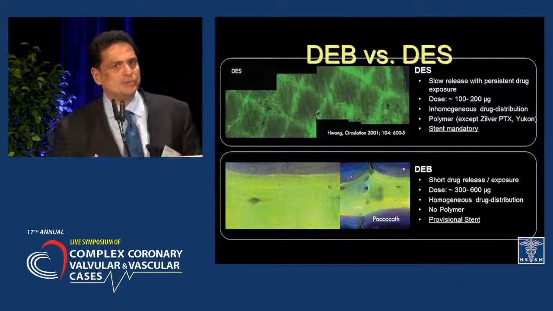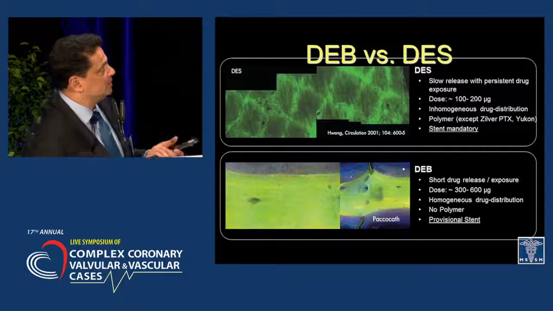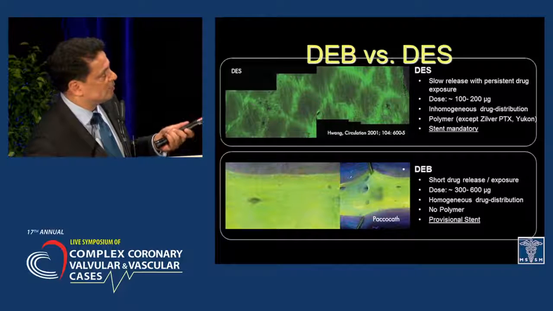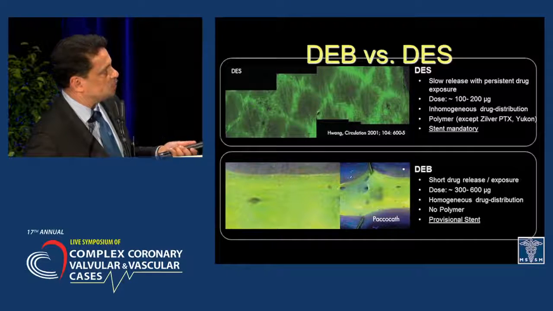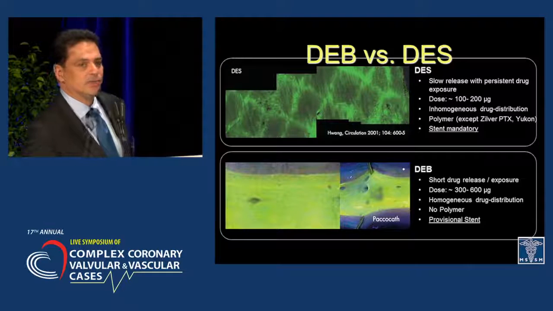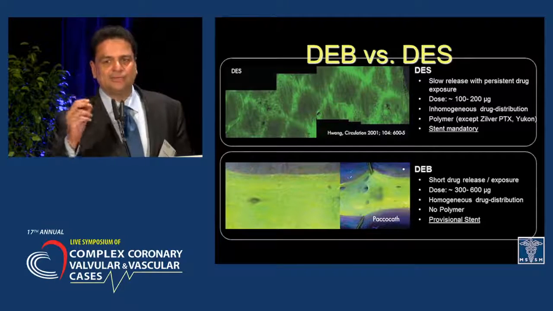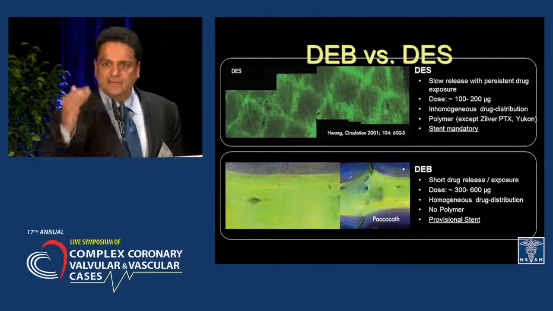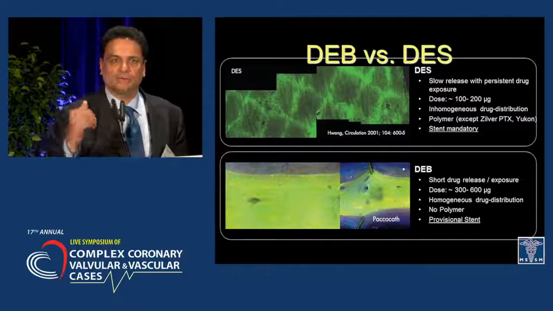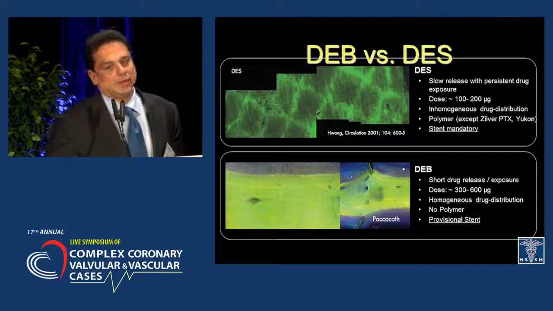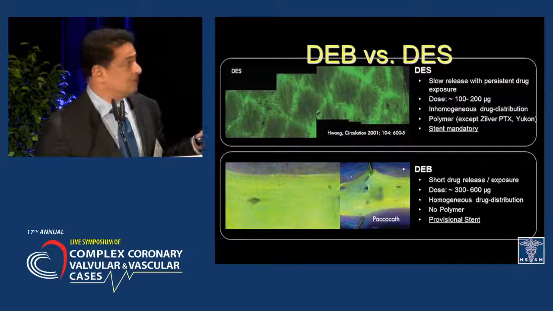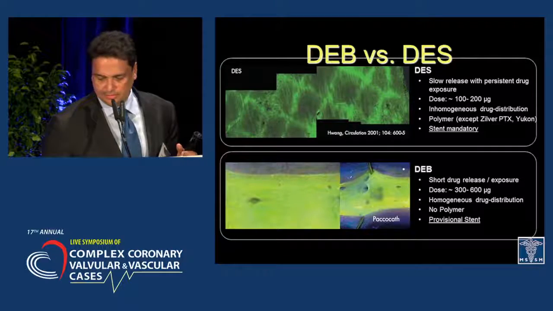Now, everybody knows what a DES is. What is a drug-eluting balloon, okay? So the DES is basically slow release with persistent drug exposure, forget the dose, and DEB is short drug release and a short exposure. So remember, in DES you have an elution, right? In DEB you have a delivery. Okay, so that's the difference. So when somebody says to you, well, it's a DES I'm putting in the leg, well, they're not really putting a DES. If they use a balloon, they're using a DEB, okay?